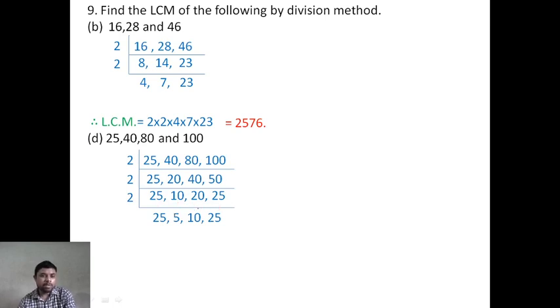Okay, now can you take 2? Look, you cannot divide this by 2, you cannot divide this by 2, you can divide this by 2, no. So you can divide only 10 by 2. So can you take 2 as a common factor? No. Why? Because we have to divide minimum 2 numbers. So we cannot take 2. So next prime number is 3. Look here, can you divide 25 by 3? No. So we cannot take 3 as the common prime factor.